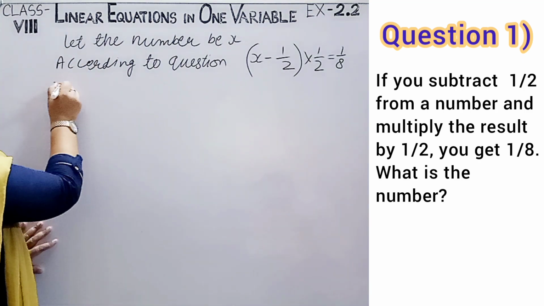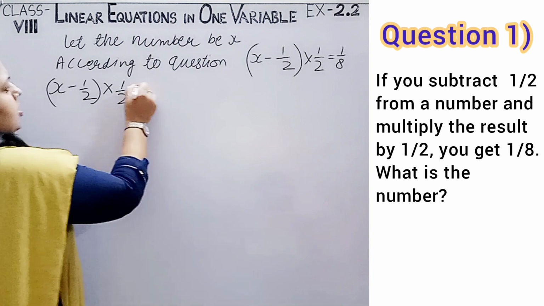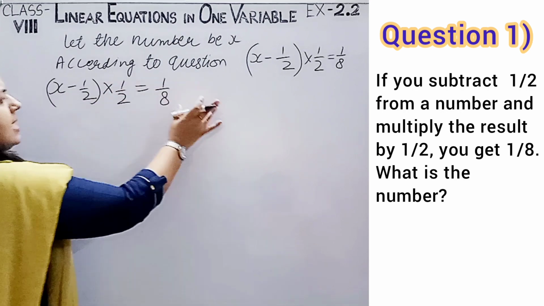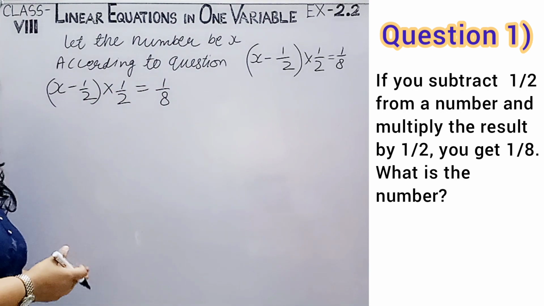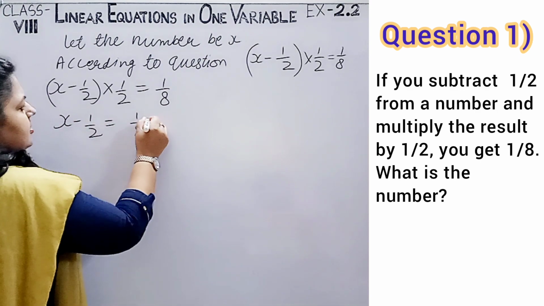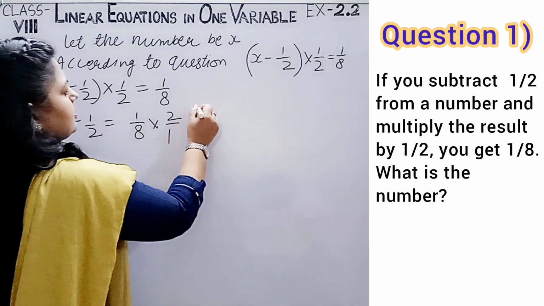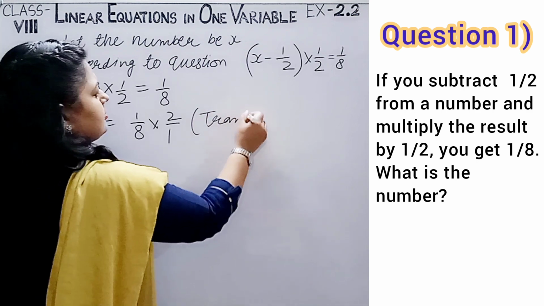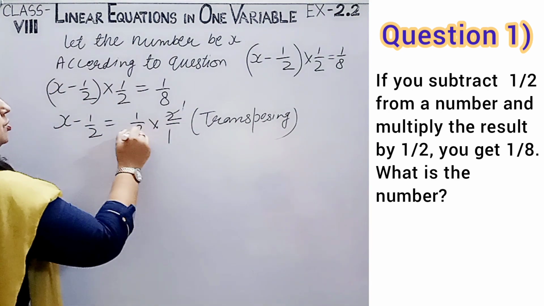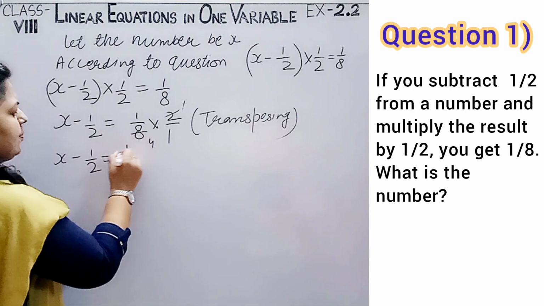So here (x minus 1 by 2) multiplied by 1 by 2 equals 1 by 8. Now we have to transpose 1 by 2 from left to right, which we have already learnt in the previous exercise. So x minus 1 by 2 equals 1 by 8 multiplied by the reciprocal, 2 by 1. Transposing. Now 2 1s are 2, 2 4s are 8, so x minus 1 upon 2 equals 1 upon 4.